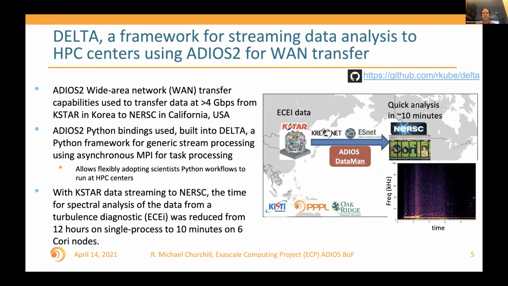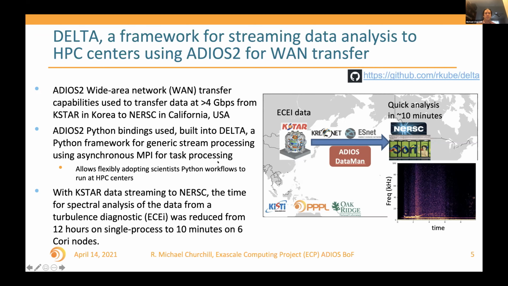So we've been implementing this for the K-STAR tokamak using a framework that we call Delta that you can find in this GitHub. And Delta uses ADIOS 2's WAN transfer capabilities to transfer data at about 4 gigabits per second from the K-STAR tokamak in Korea over to the Cori supercomputer at NERSC. This is all built on ADIOS 2 Python bindings, as we were trying to have Delta be usable by scientists and adaptable to the various analysis workflows that they have.